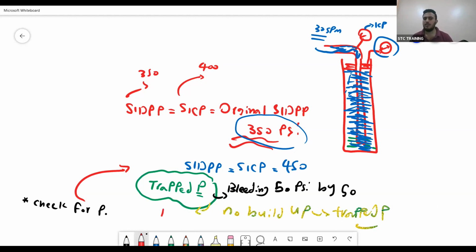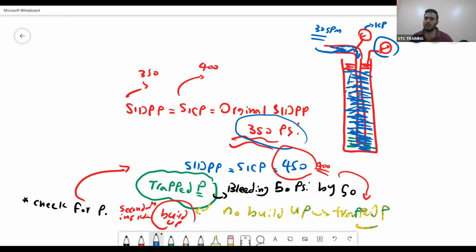in this situation, we have something called secondary influx. Okay, guys, for example, here the pressure is 450. If we bleed 50, it will be 400. So we wait some time. If this 400 stays 400 without any buildup again to 450, this is called trapped pressure. But if there is buildup to 450 and more, it will be called secondary influx.